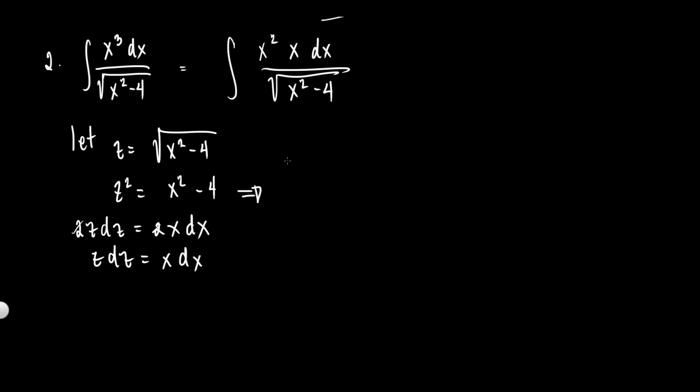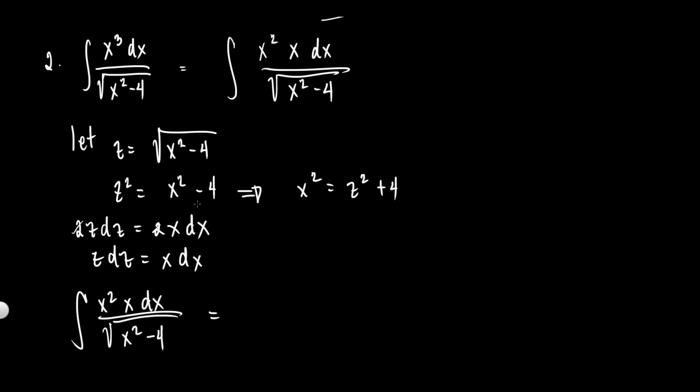And also from here, solving for x squared, x squared is equal to z squared plus 4, transposing negative 4 to the other side. Now, we have the integral of x squared times x dx over the square root of x squared minus 4. What is x squared? x squared is z squared plus 4. The integral of z squared plus 4, and x dx is this, z dz, all over the square root of x squared minus 4, which is z.